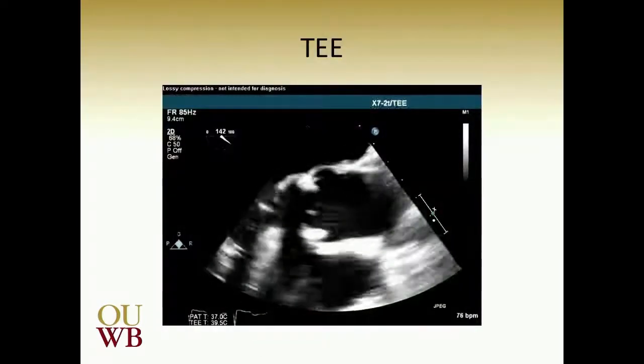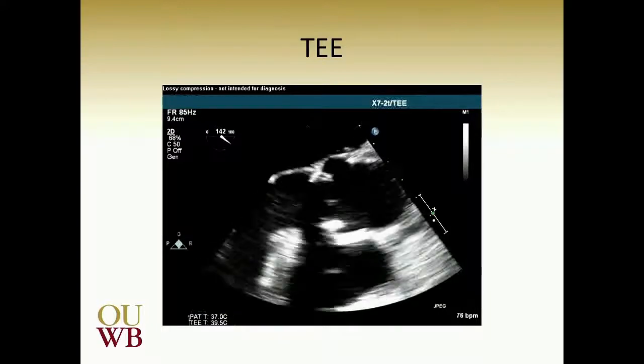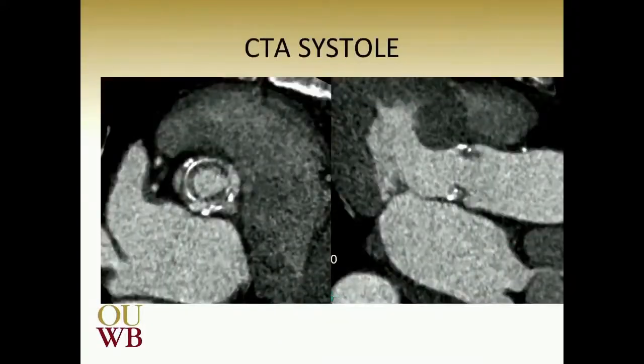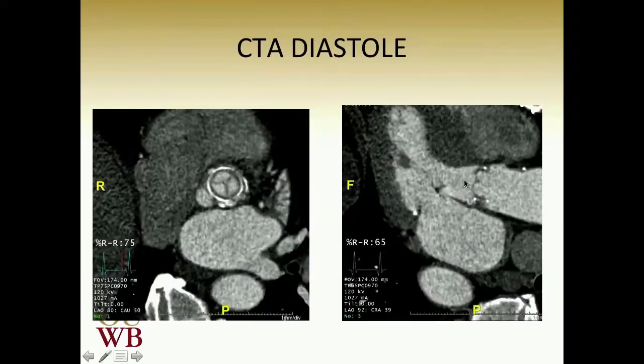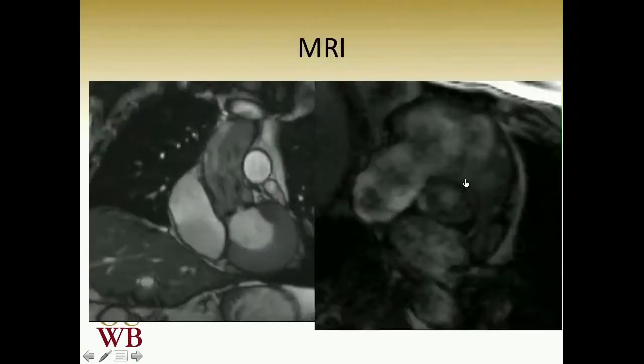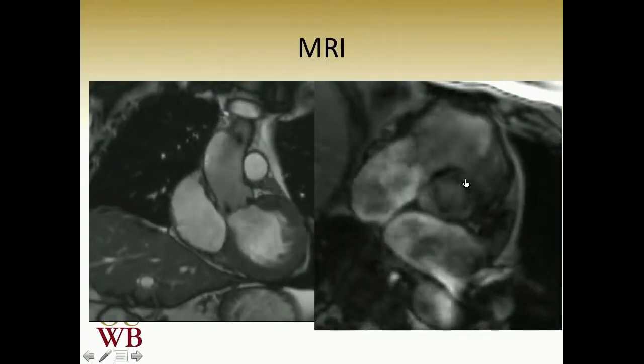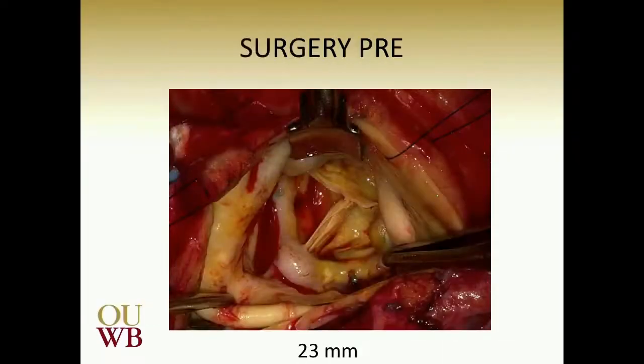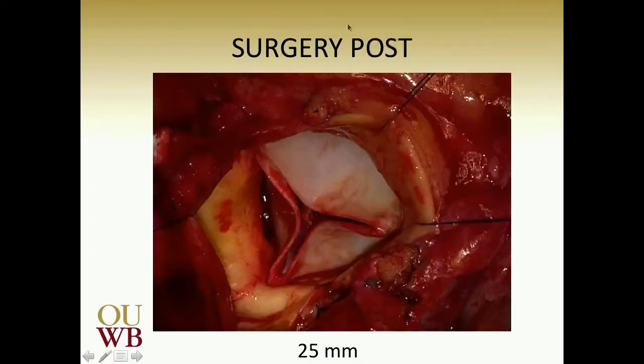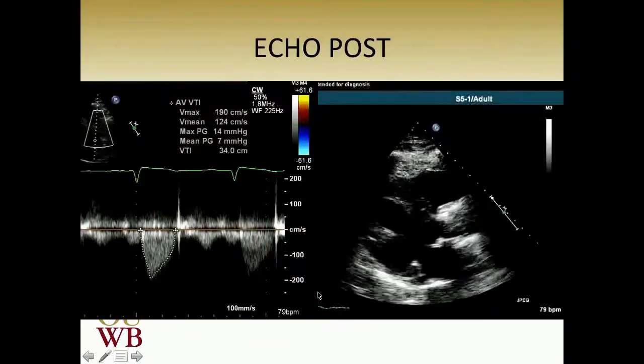This is the TEE of the patient. You can clearly see he's got normally functioning aortic valve leaflets. Same thing you see on a CTA, wide opening of the valve. And then also on the MRI, you can clearly see that there's nothing wrong with the valve. This is the valve before surgery. This is what he had before, the surgical valve at 23. He went for redo surgery, and they were able to expand the sinotubular junction and place a 25mm valve. And you can clearly see there's complete resolution of his gradient.